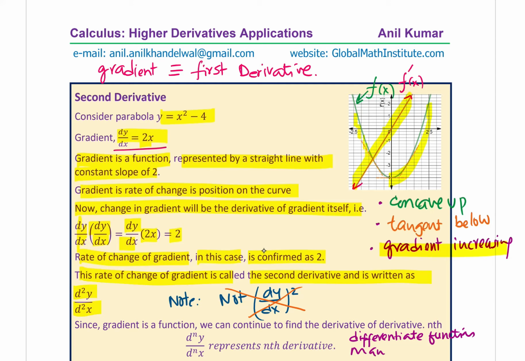Is that clear? So we get this term. So that brings us to the next question, which is question number 8.